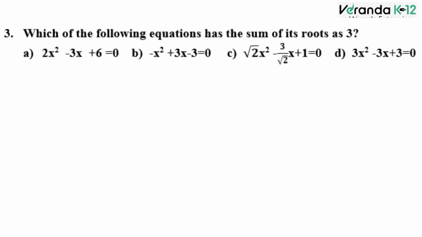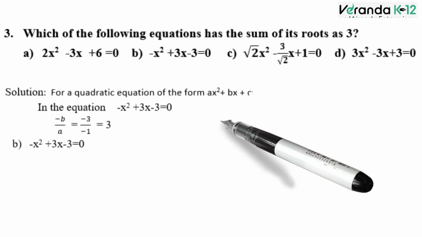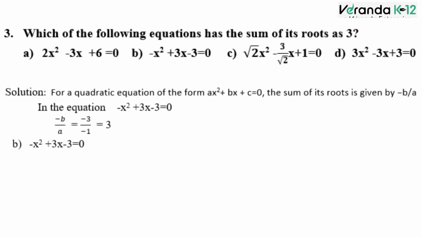The next question is from quadratic equations incorporated with polynomials. Which of the following equations has the sum of its roots as 3? For a quadratic equation of the form ax square plus bx plus c is equal to 0, the sum of its roots is given by minus b by a. From the given options, if we compare the minus b by a ratio, the first option will be 3 by 2, the second option will be minus of 3 by minus 1, which is 3, which is the required answer.